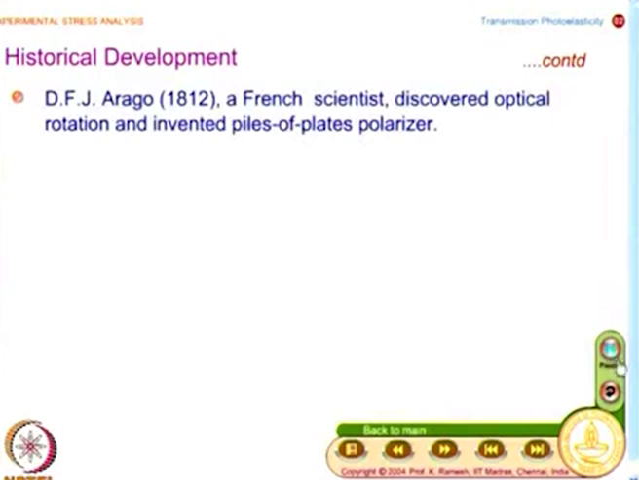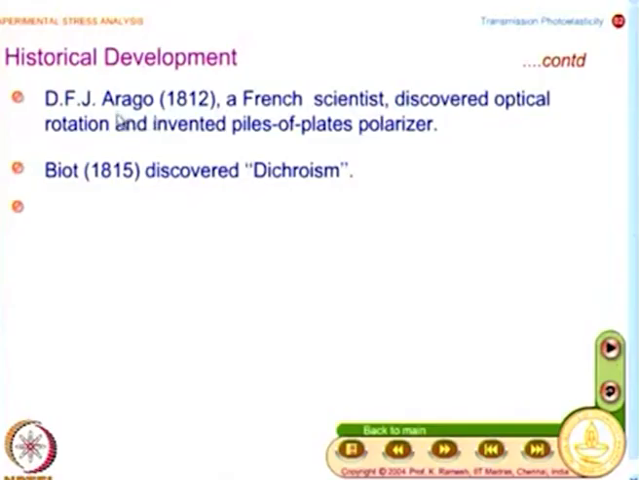And then what happened? Then what all development took place? You also had Arago in 1812, he invented optical rotation, that you will understand when you look at a half wave plate, it behaves like a rotator, and he invented the pile of plates polarizer. He invented a new form of getting a polarized beam of light, and Biot in 1815 discovered dichroism.